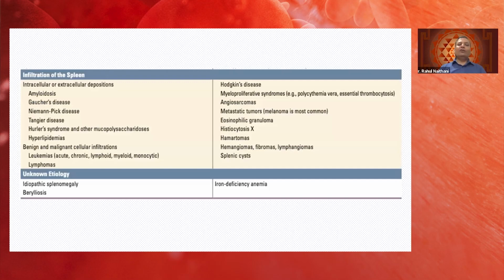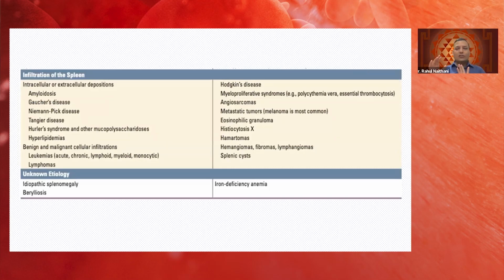When we talk about the infiltrative disorders, you can have amyloid, Gaucher's, Niemann-Pick, Hurler syndrome, the majority of the pediatric metabolic disorders, hyperlipidemia, majority of them will come in infancy, early infancy actually. Then benign and malignant cellular infiltrations, we all understand leukemia, lymphoma, Hodgkin's lymphomas, they cause splenomegaly. Then polycythemia vera, essential thrombocytosis, myelofibrosis, which is again a myeloproliferative disorder, comes with splenomegaly. Patients could have angiosarcomas, metastatic tumors, eosinophilic granuloma.